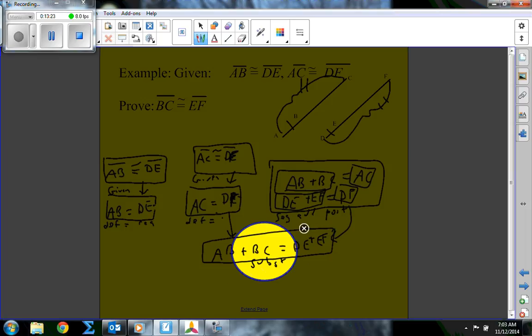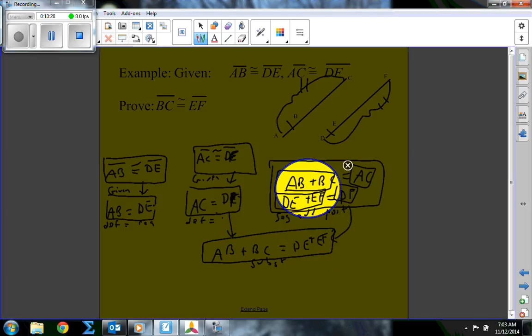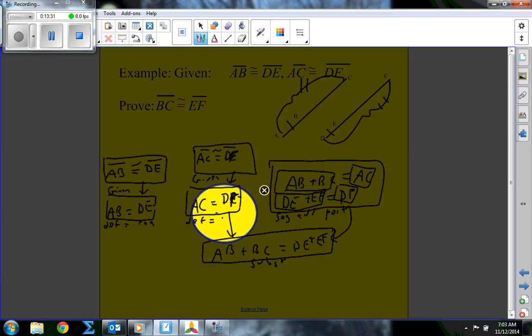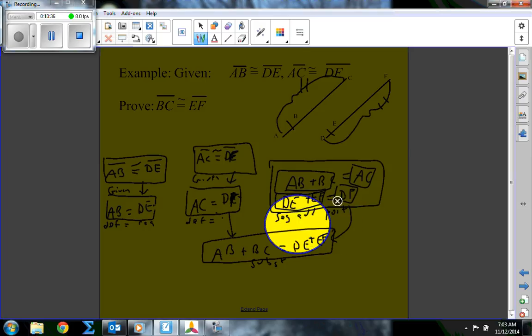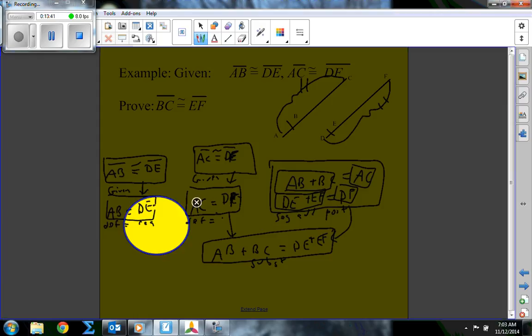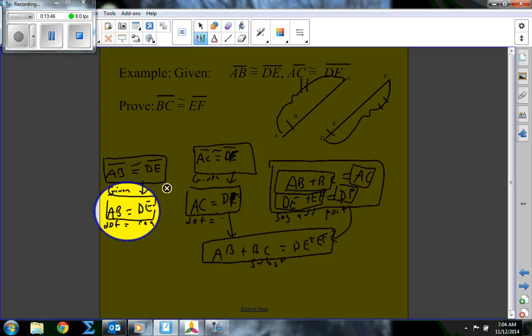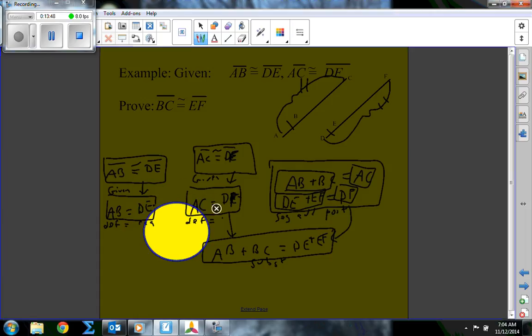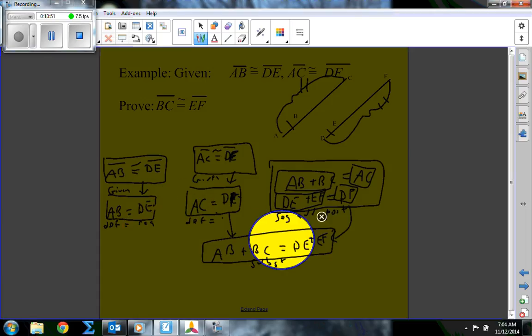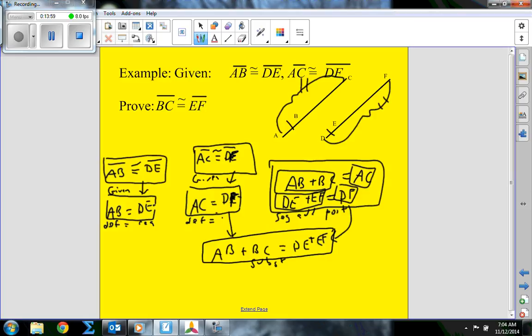Now, I learned this statement here, that AB plus BC equals DE plus EF, from this statement and this statement. So that's why I have the two arrows going there. An arrow connecting that box, an arrow connecting that box. That's where I learned that information. This had nothing to do with this, although it will in a second. So there is no arrow connecting those right now, because this had nothing to do with that. So that's why flow proofs are useful, is that they show you how things are connected.